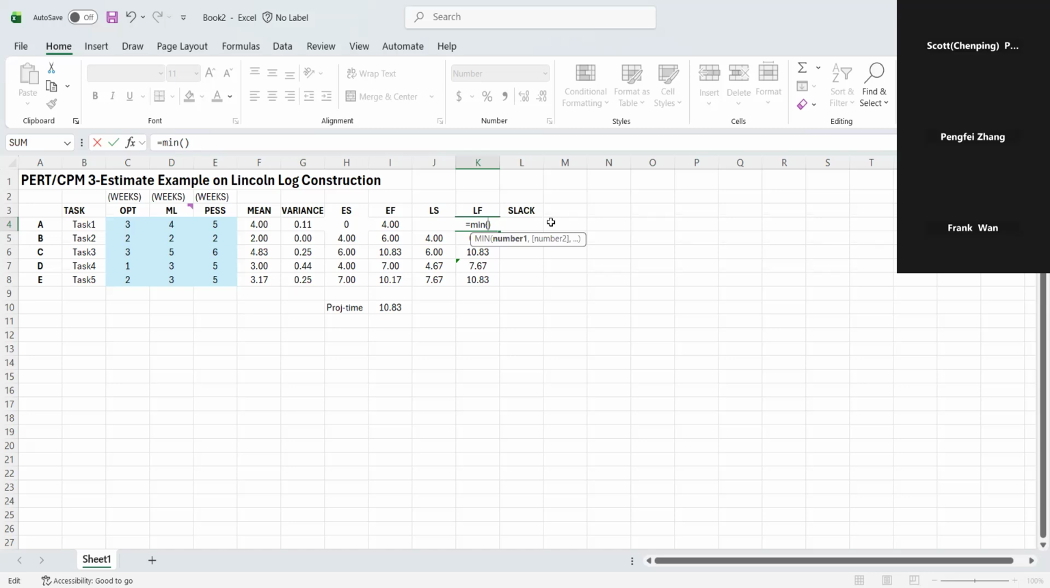Activity A has two immediate successors. So in order not to have the project delayed, the latest finish time of A should be matched with the latest start time of B and D. And B is 4 weeks, and D is 4.67 weeks. Okay, then this should be correct.